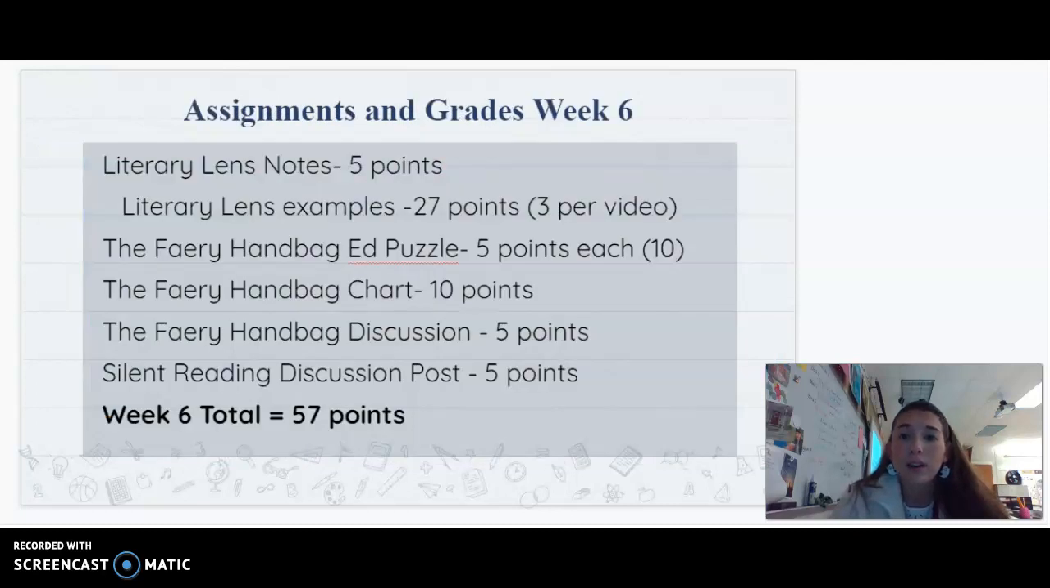That brings our total of points for Week 6 to 57 points. It's broken apart into our literary lens notes, which are 5 points, and our literary lens examples. Each of the examples in the 4 different folders are 3 points each, making a total of 27 points. For the Fairy Handbag Edpuzzle, there are 2 because there's part 1 and part 2, so 5 points each, making a total of 10. The Fairy Handbag literary lens and theme chart is 10 points. The Fairy Handbag discussion is 5 points. The silent reading discussion post is 5 points, bringing a total of 57 points for Week 6.